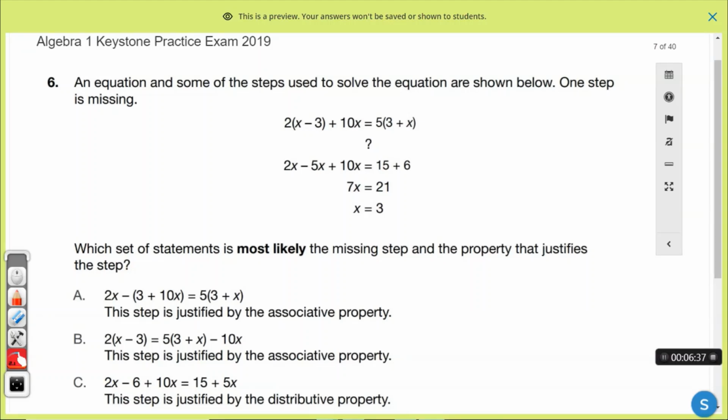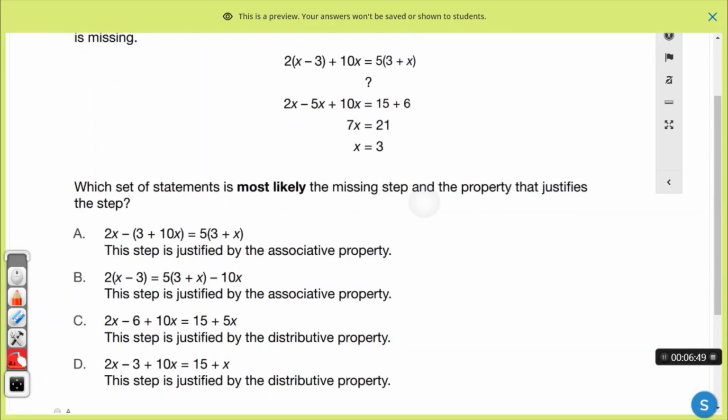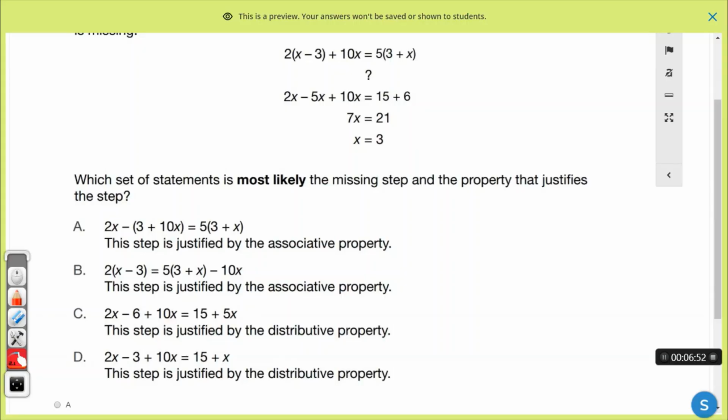An equation and some of the steps used to solve the equation are shown below. One step is missing. Which set of statements is most likely the missing step and the property that justifies the step? All right, so let's take a look at what they have down here below. We've got the associative property where they're just changing association there, which actually is a little bit illegal if you notice the way they did it. You can't just move the parenthesis here because I'm doing this 2 times the group. So I can't just swap that parenthesis because then the 2 is not being multiplied by that 3. So this is actually a wrong step to begin with.